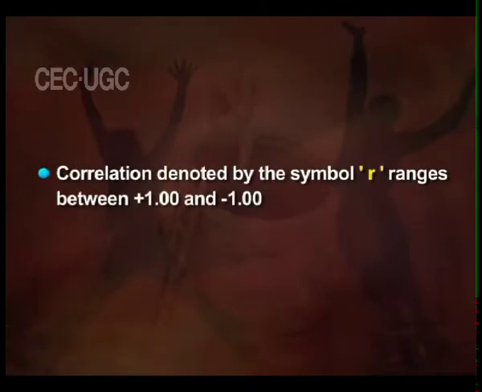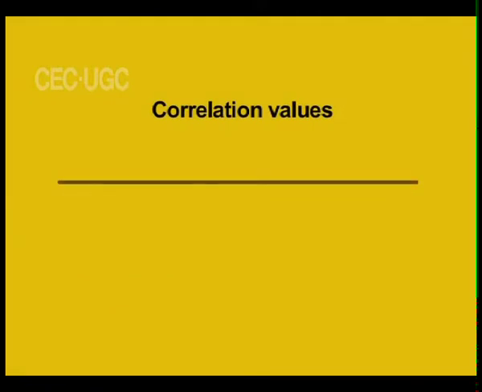Correlation, denoted by the symbol small r, ranges between +1 and -1. Correlation could be either positive, that is up to the value of +1, or negative, that is up to the value of -1. A correlation can also be non-existent with a value of 0.